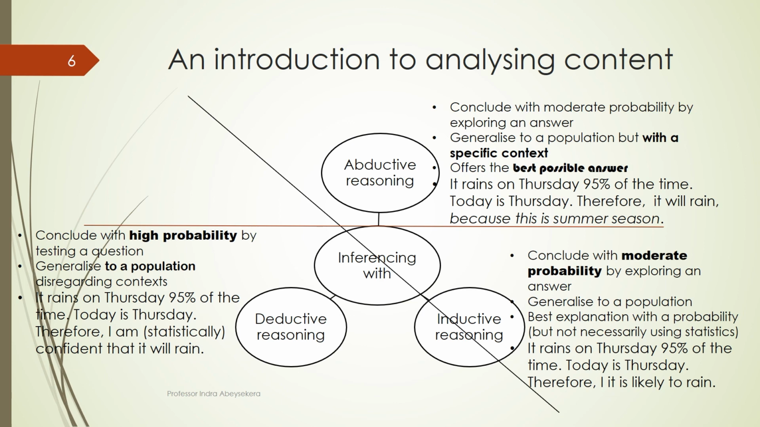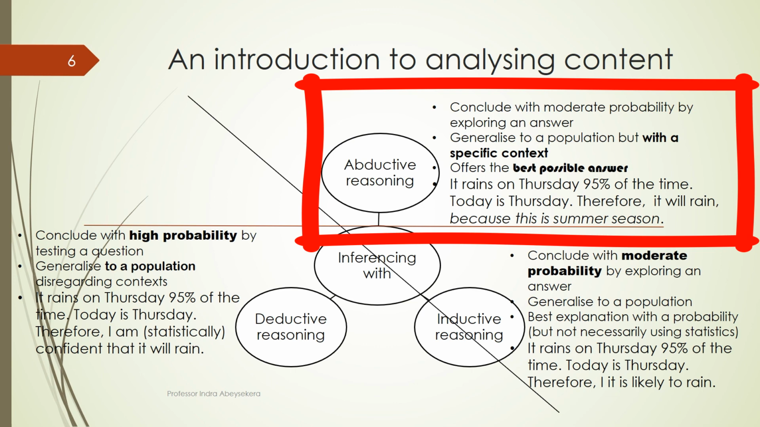Abductive reasoning is where we conclude with moderate probability, but with a specific context. When abductive reasoning is used, we offer the best possible answer. It rains on Thursday 95% of the time. Today is Thursday. Therefore, it will rain because this is summer season. So the summer season is the context.